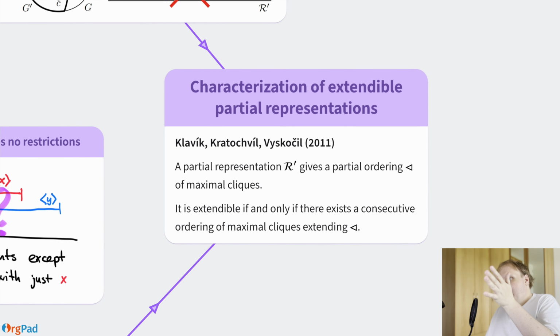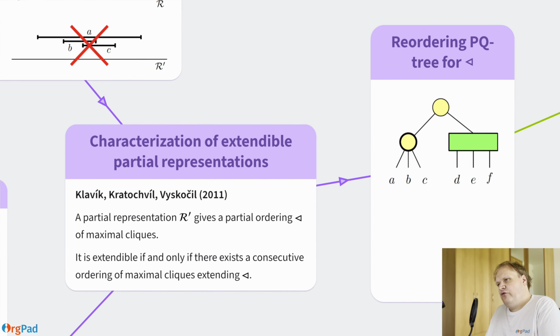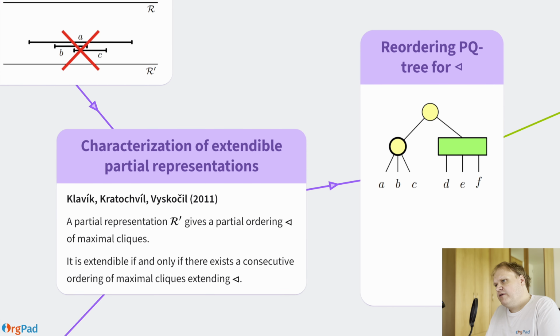And we were able to show that this is actually the correct partial ordering definition, that the partial representation is extendable if and only if there exists a consecutive ordering of maximal cliques which extends this partial ordering. And we can use PQ trees to solve the problem algorithmically.